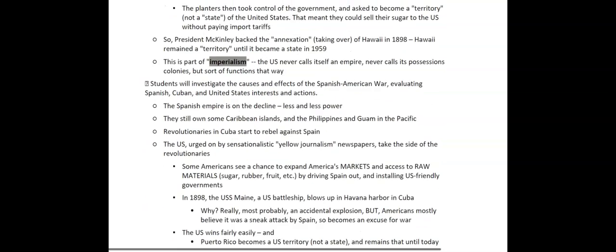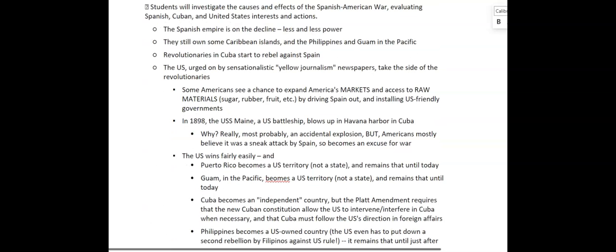Okay, next item. Students will investigate the causes and effects of the Spanish-American War, evaluating Spanish, Cuban, and United States interests and actions. Alrighty, so let's just look at this. The Spanish Empire by 1898 is on the decline. Less and less power. The Spanish Empire is kind of done. The Spanish still own some Caribbean islands, and they own the Philippines and Guam way out in the Pacific. That's left over from the 1500s.